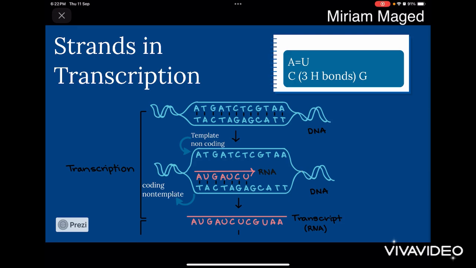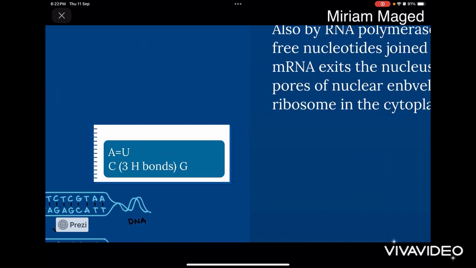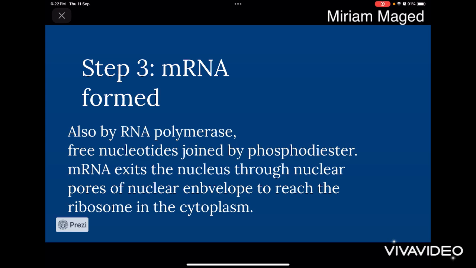Non-coding, or the characteristic of coding, means that they pair up according to a complementary base pairing rule, which is A binds to U and C binds to G. The other strand, which is below, it's coding because it's complementary to the mRNA, and non-template because they're not identical. mRNA is formed also by RNA polymerase, where it joins free nucleotides by phosphodiester bonds.